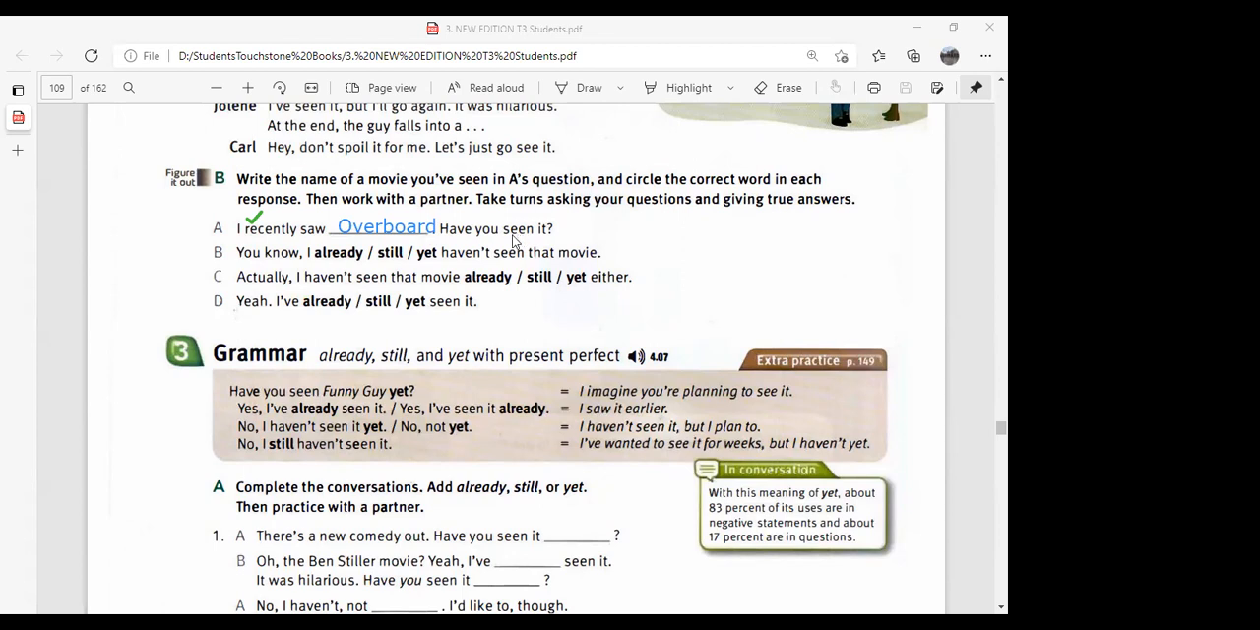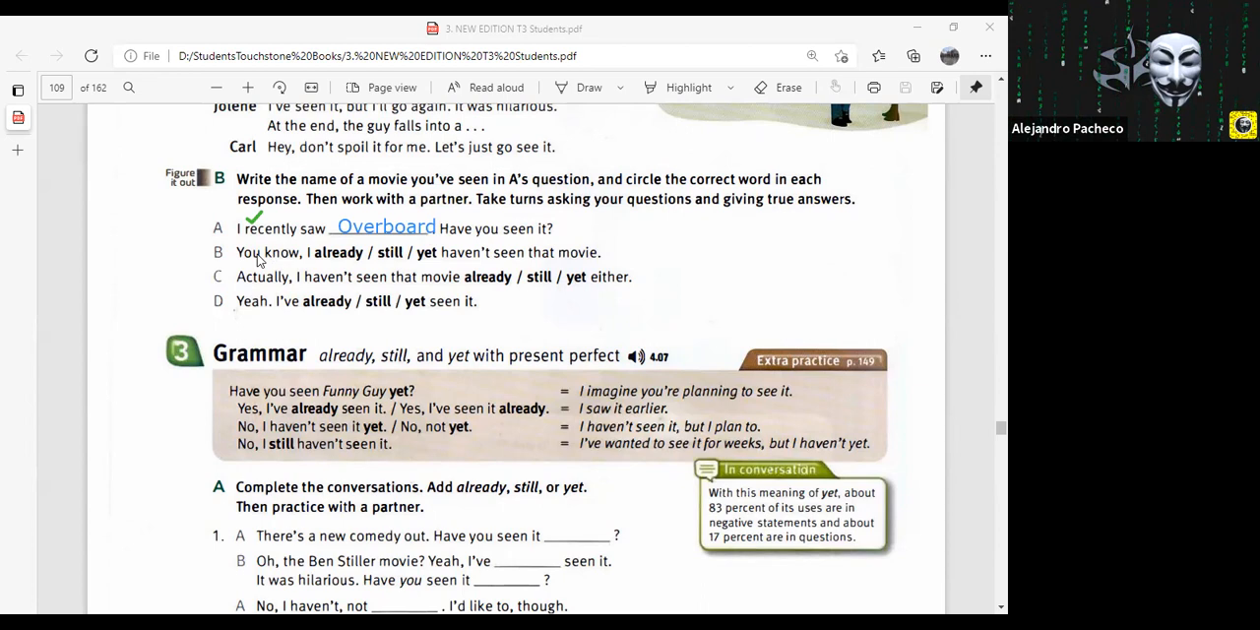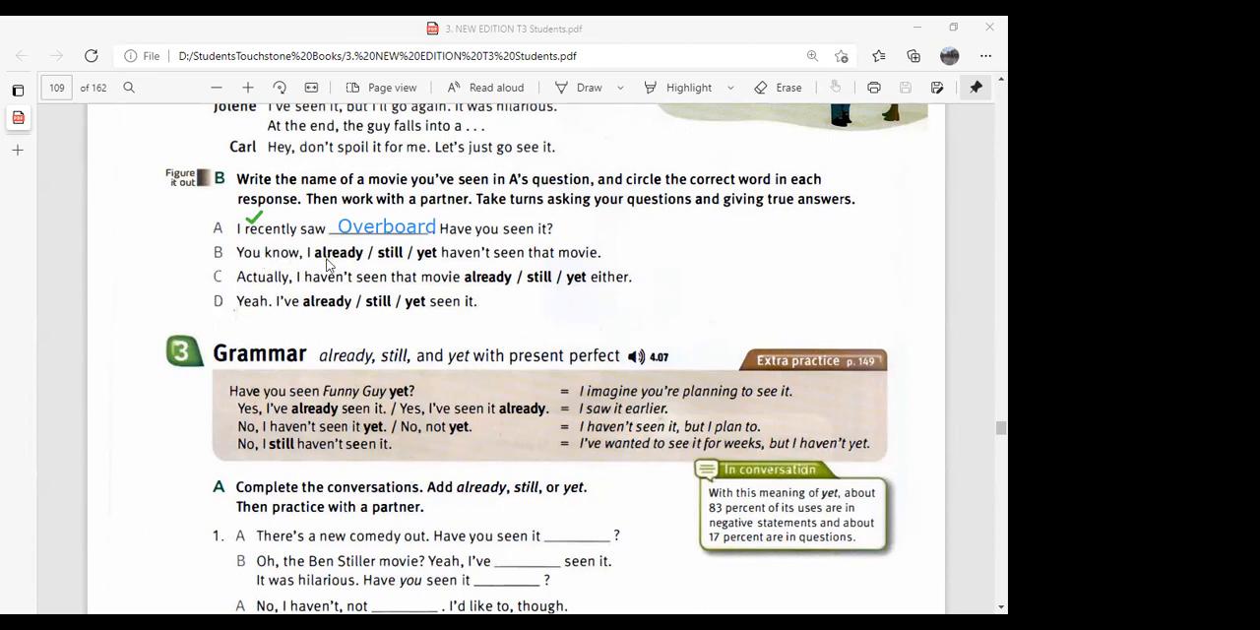Yeah, you don't say "seen it," you say "seen it." You know, I still haven't seen that movie. Or actually, I haven't seen that movie yet either, right? Yeah, I've already seen it.